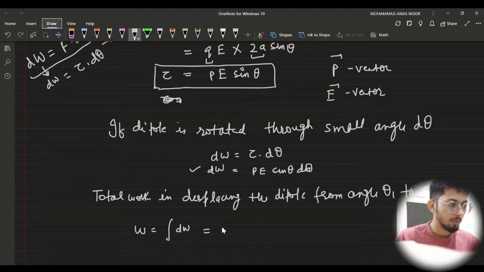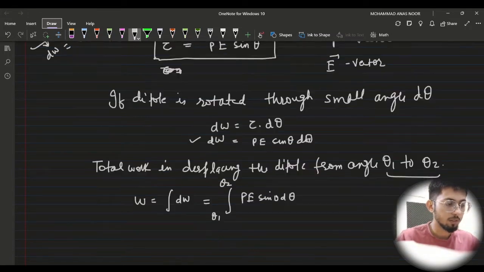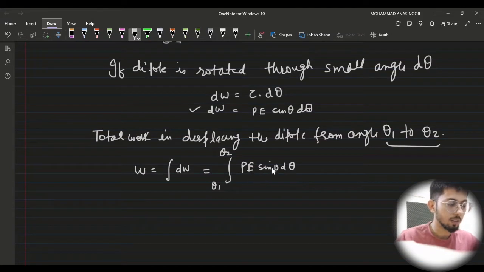So dw is replaced by the integral of PE sine theta d theta, and this will go from theta 1 to theta 2, because we are rotating it from theta 1 to theta 2. These are the limits. That is how we substitute the limits.